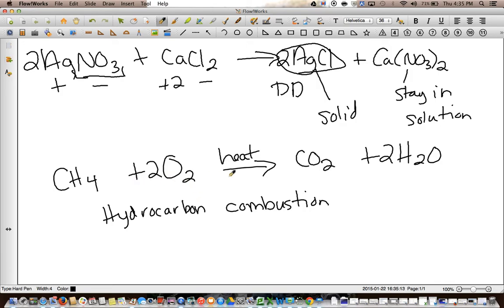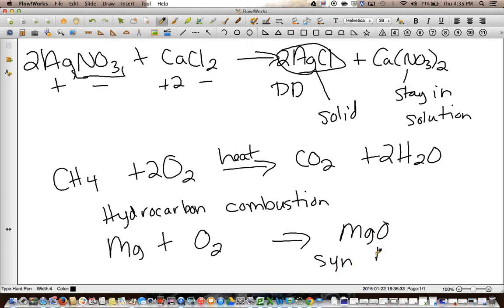Not a tough balancer, but remember most of the time hydrocarbon combustions are bad balancers. So combustion is any time a substance is reacting with oxygen. So this would produce a combustion reaction. But this is also a synthesis reaction. And we get MgO. So this is an example of synthesis and combustion.